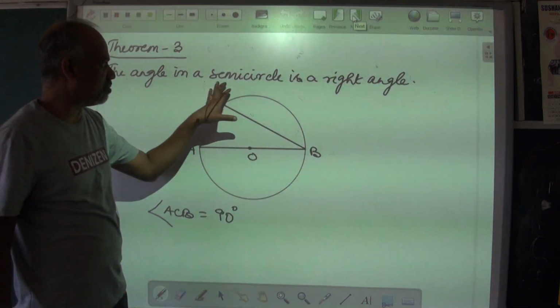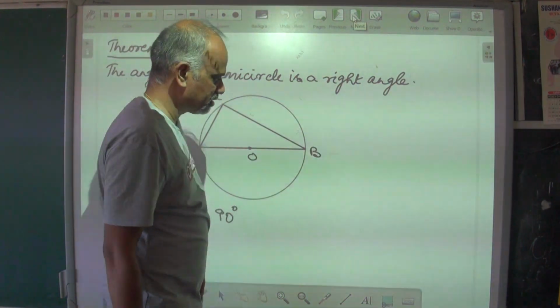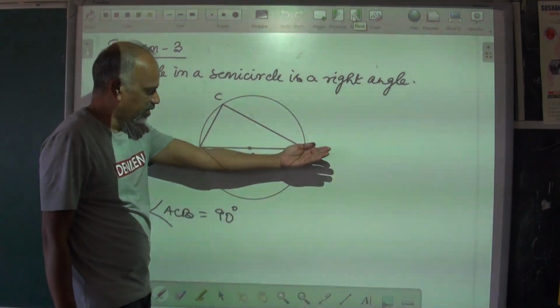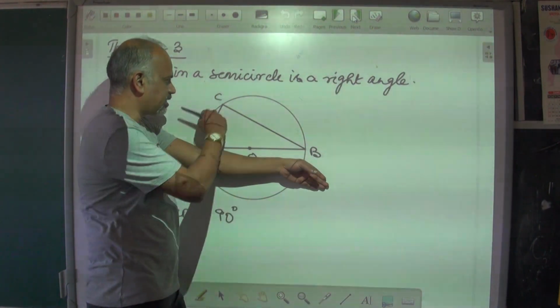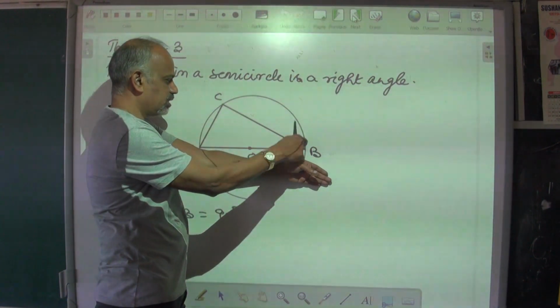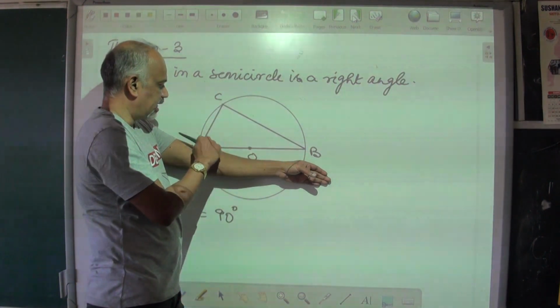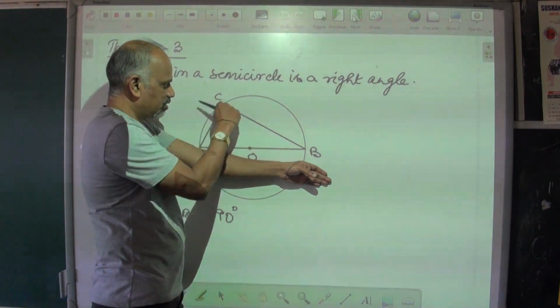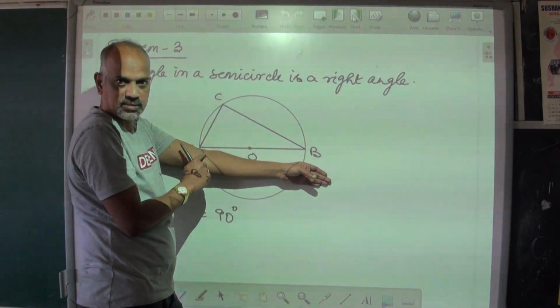The angle in a semicircle is the right angle. Angle in a semicircle is a right angle. Forget about the lower portion of the circle. Let's take only this. This is a semicircle. Any angle on the circumference here will all be 90 degrees.